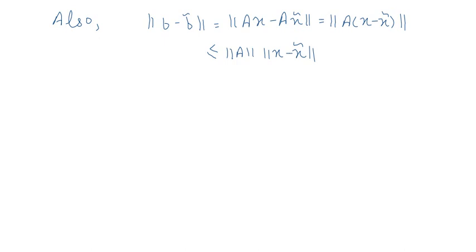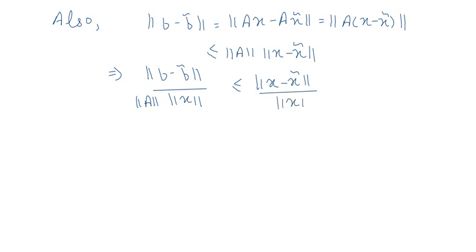Okay, right. So this implies norm of B minus B tilde by norm x times norm A is less than or equal to norm of x minus x tilde by norm x. Now I wish to get rid of this norm x here on the left side.